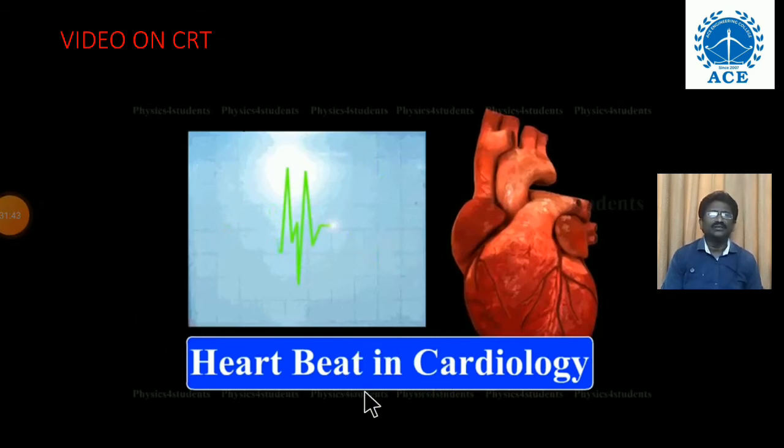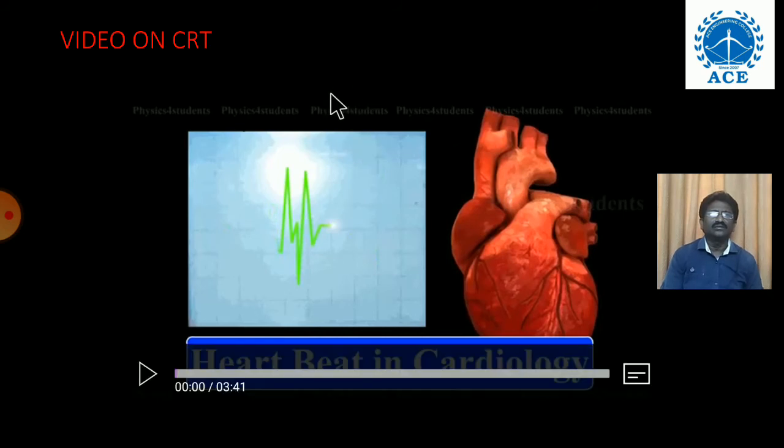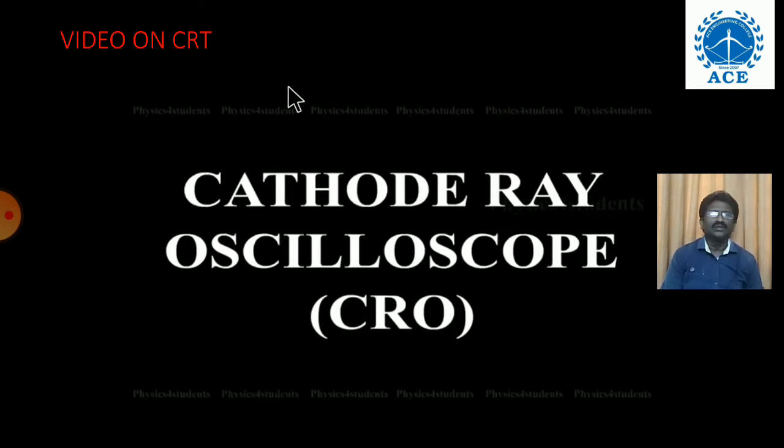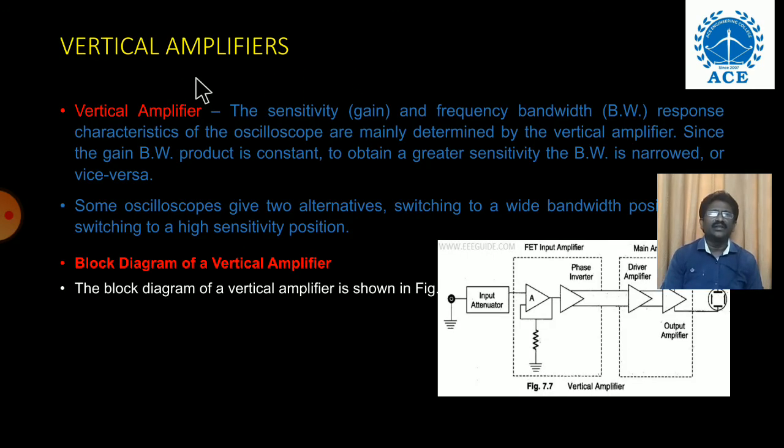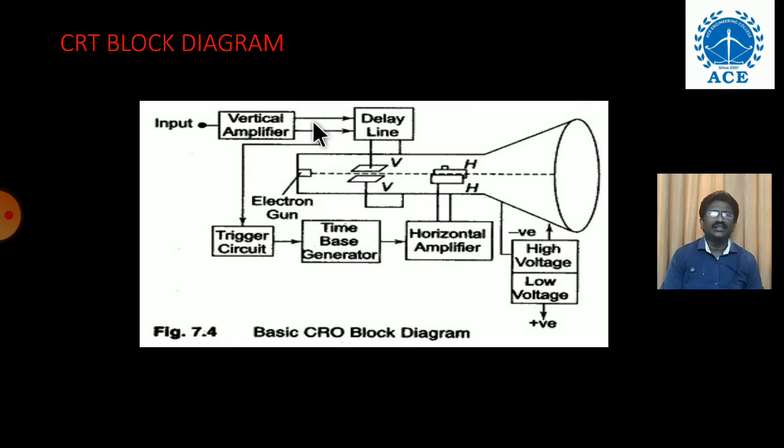So next one, the cathode ray oscilloscope. I'm going to explain the parts of the CRO. A CRO has a combination of vertical plates, horizontal amplifier, trigger circuit, time base, delay line, and voltage section. These are the parts of the CRO. Now I am going to explain them one by one. Our explanation starts from the vertical amplifier. This is the first one.